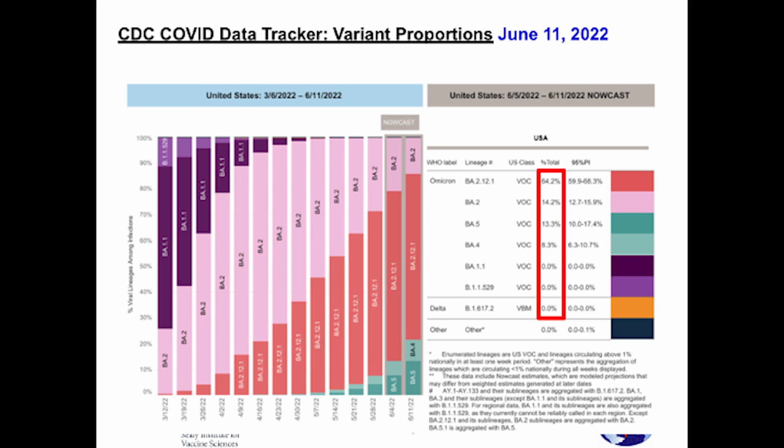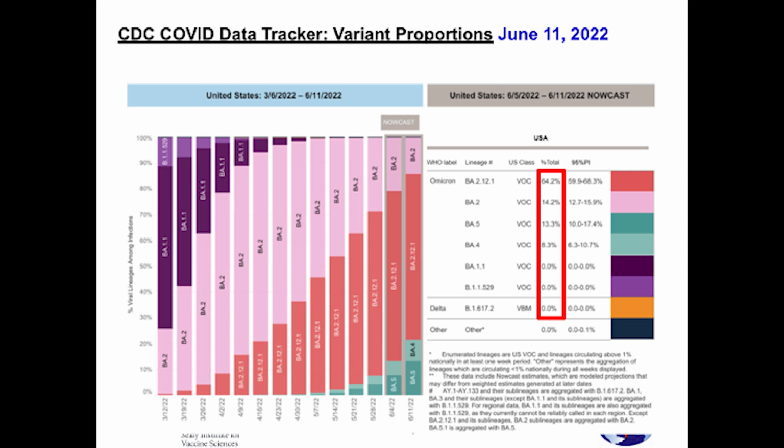This is CDC data tracking variant proportions in the United States. If you look on the left-hand side, this is June 11th. We're looking from March forward, and you can see we've moved from BA.1.1 to BA.2 to BA.2.12.1. If this had been 2021, we would only see a couple of waves, but we've already seen 3 waves in this country, and we now have BA.4 and BA.5 coming up here. If you look at the percentage of the population, we're at 64% on June 11th with BA.2.12.1 and 14% with BA.2, and you can see the rest.